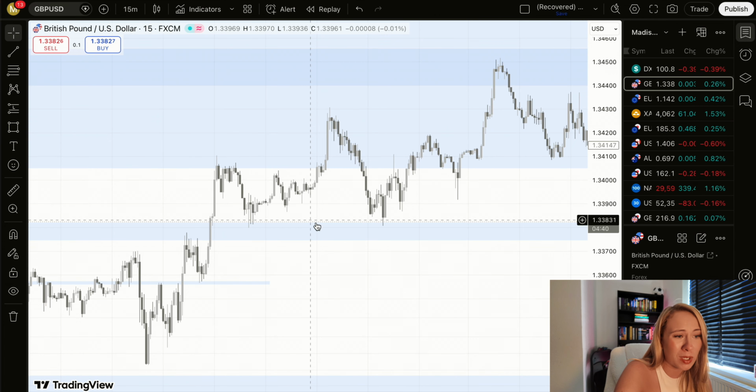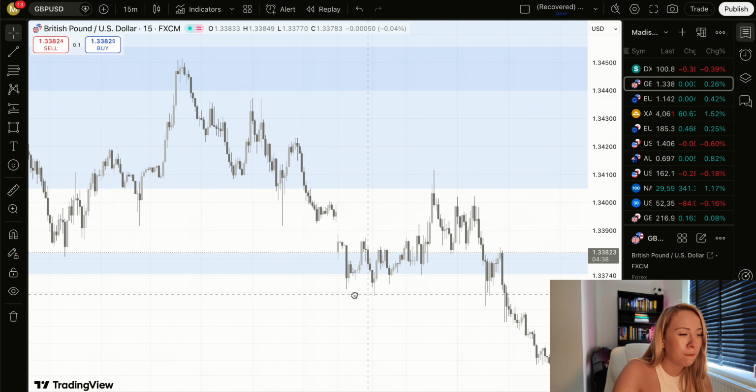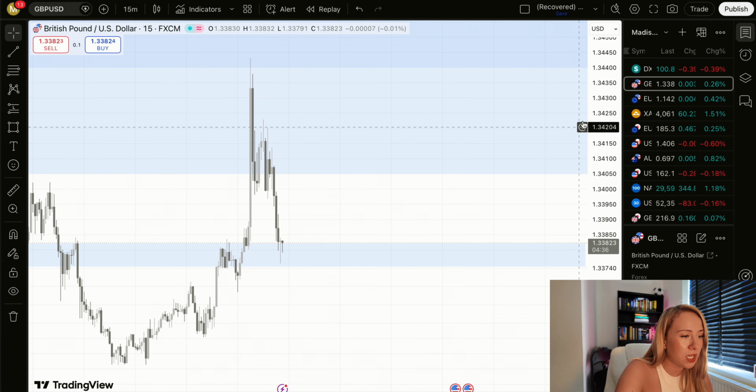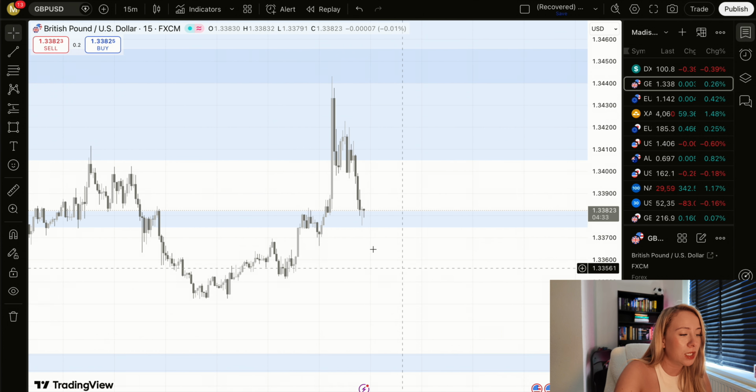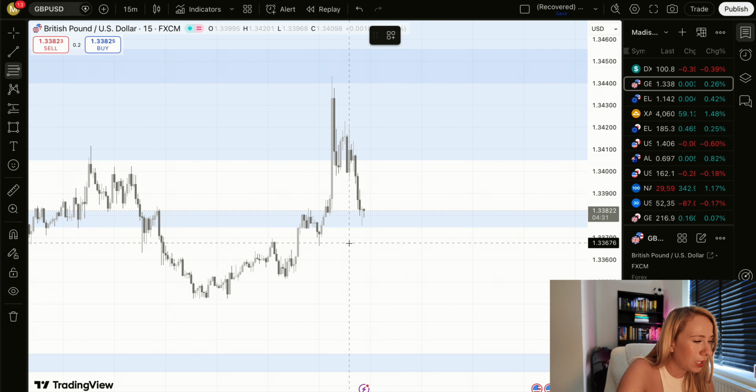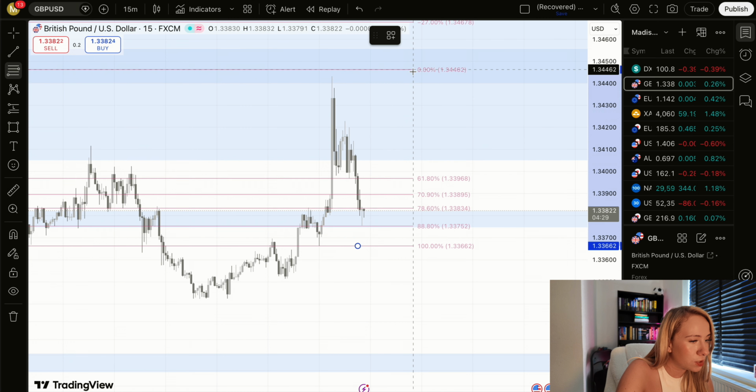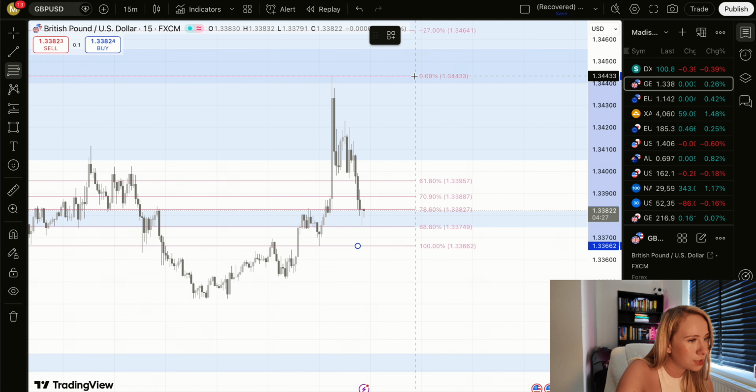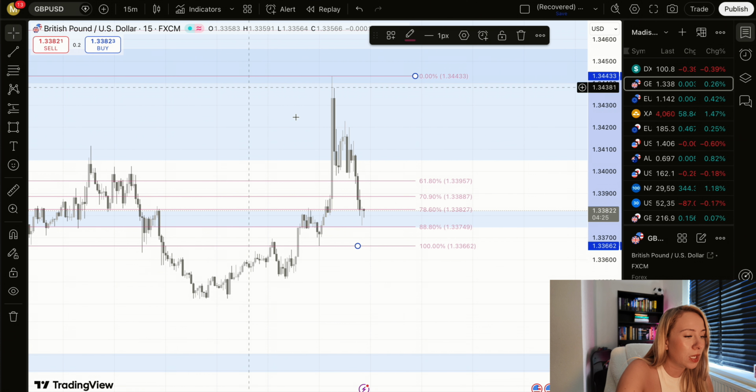I think that was quicker than 10 minutes. But yeah, Fibonacci is super easy when you know how to use it. I think we may have another example here. I don't want to say too soon though, because we have just had CPI. So price is a little bit questionable here. But yeah, this could be another example.